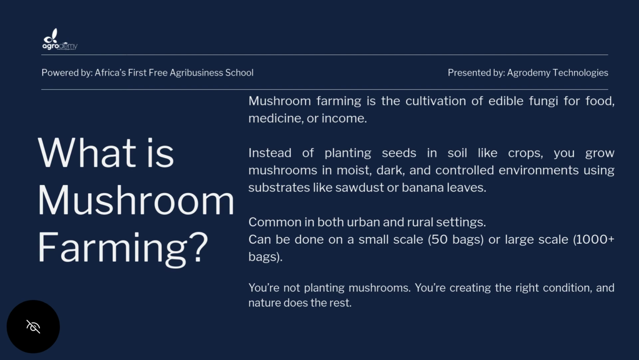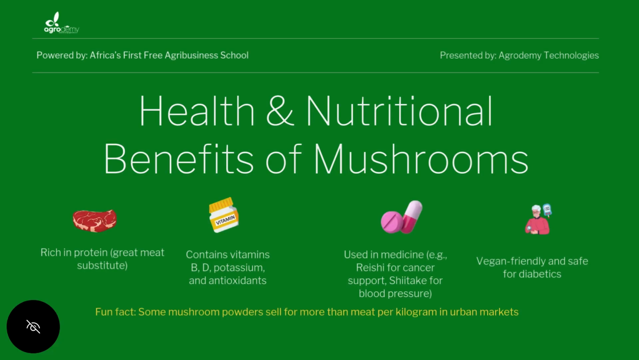And then it's very important to notice that there are a lot of health benefits of mushrooms. Mushroom is rich in protein, very great as a meat substitute. It contains vitamin B, D, potassium, and antioxidants, right? And they use mushroom for medicine. And for anybody that is trying to be vegetarian or vegan, and if you have diabetes, mushroom is something that you should eat to help you.